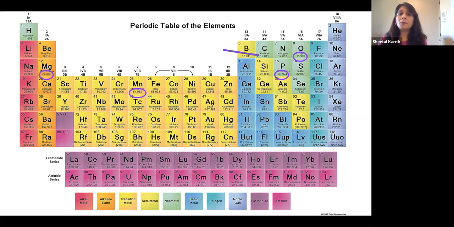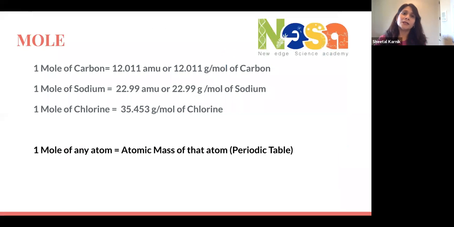But then you can look up any element on the periodic table and you would be able to tell what is the weight of 1 mole of that particular element, just looking at its atomic mass on the periodic table. So now we know that whenever we want to look at the weight in mole of anything, we'll look at the periodic table, and for example in carbon we will say it's 12.011 atomic mass units or 12.011 grams per mole of carbon.